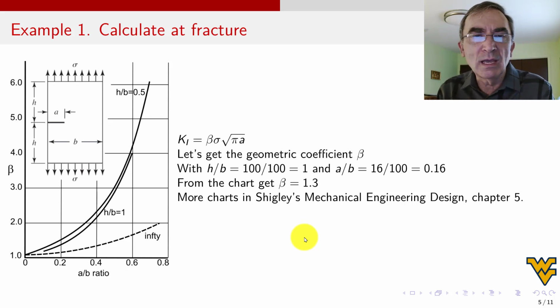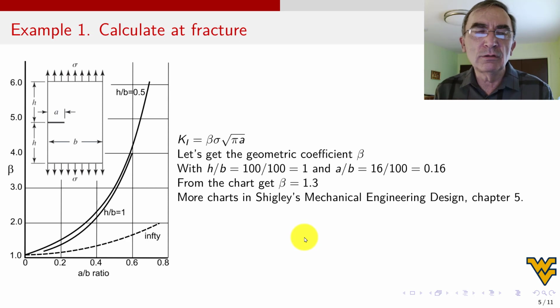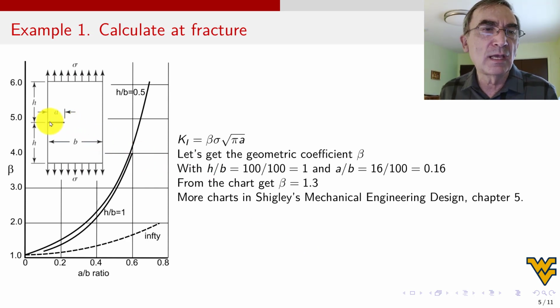And so it's okay. Now there are more charts in the textbook, in Shigley's Mechanical Engineering Design, Chapter 5, any edition. There are a lot of charts. Why are there a lot of charts? Because you have to look for a chart that has the geometry that you want. For example, in this case, I have an edge crack on a rectangular plate, but it could be an interior crack. The plate may not be rectangular. Maybe there is a hole that has a crack. There are all kinds of geometries, so for each geometry there's going to be a different chart.